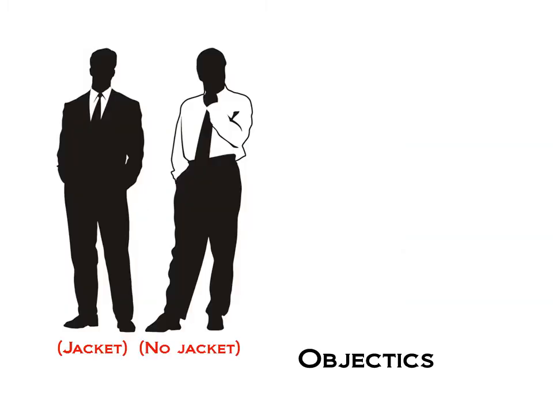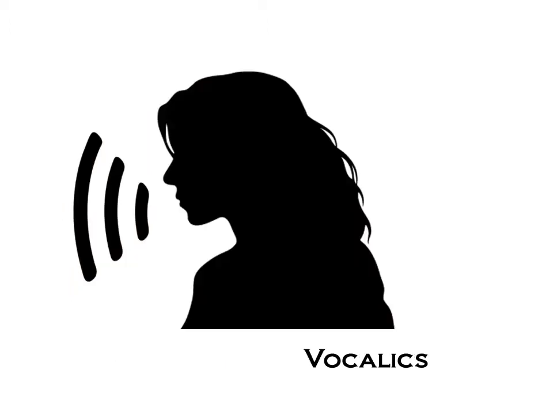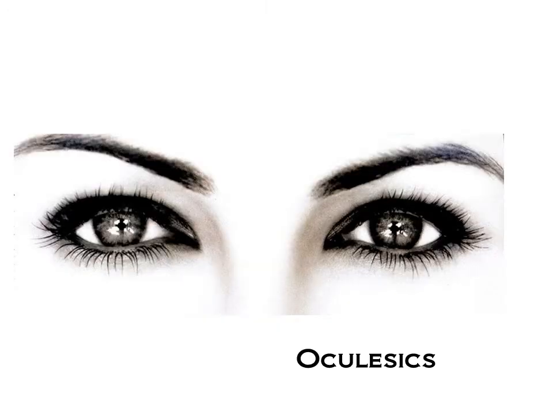Next is physical appearance, sometimes referred to as objectics, which refers to both the use and choice of objects in nonverbal communication. Next is vocalics, which refers to the use and quality of the human voice in communication. And lastly is oculesics, which will be my main focus today. Oculesics refers to the use of eye contact in communication.